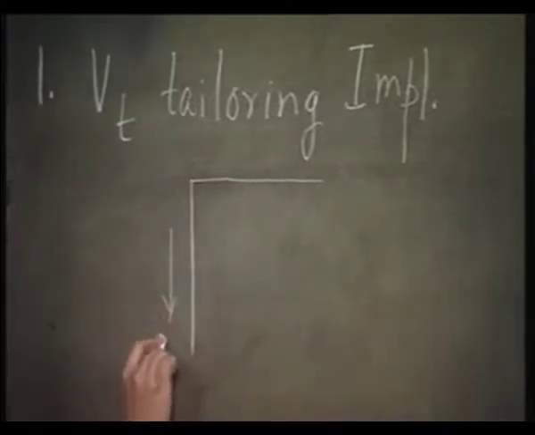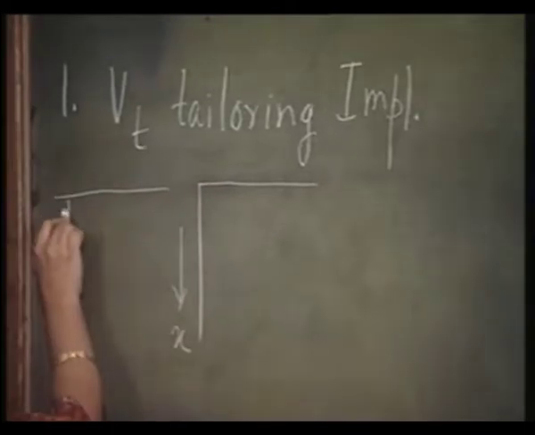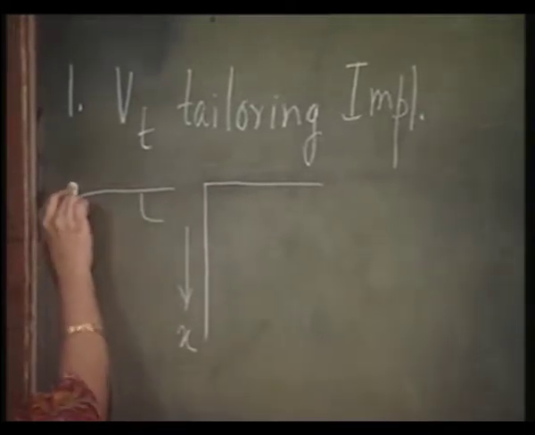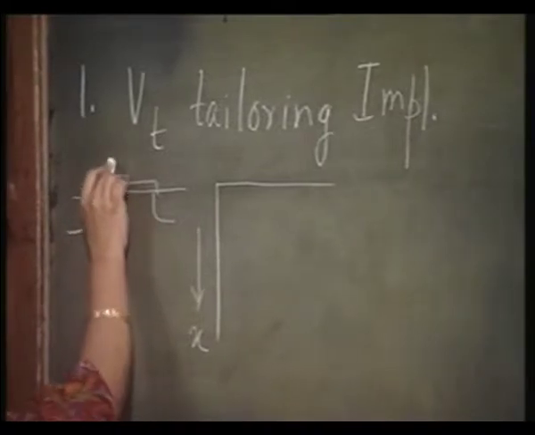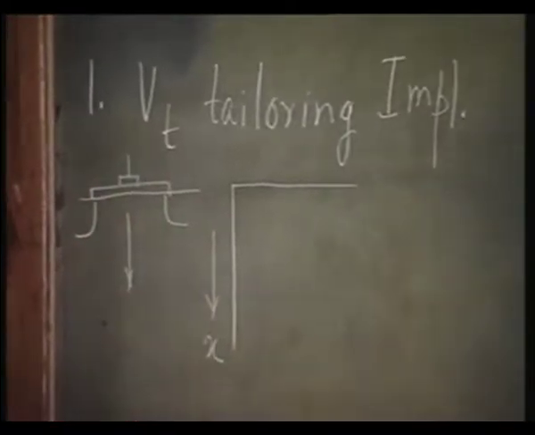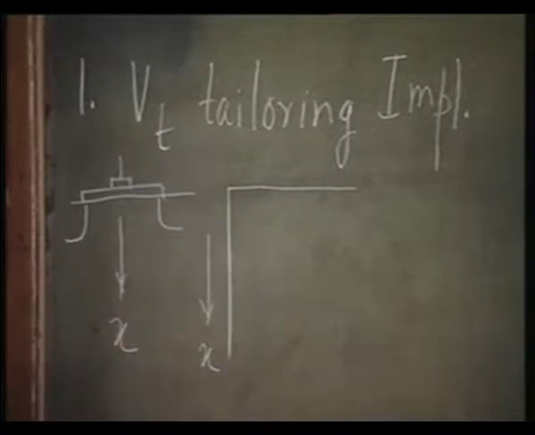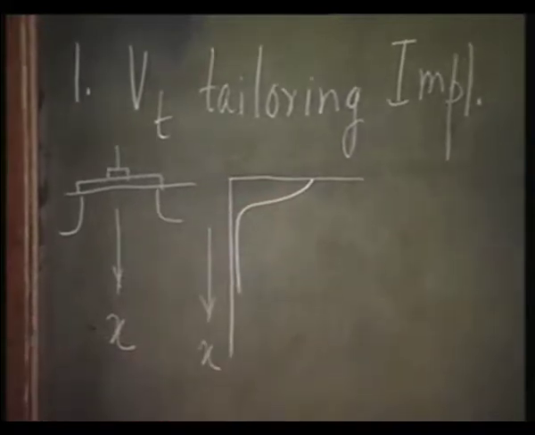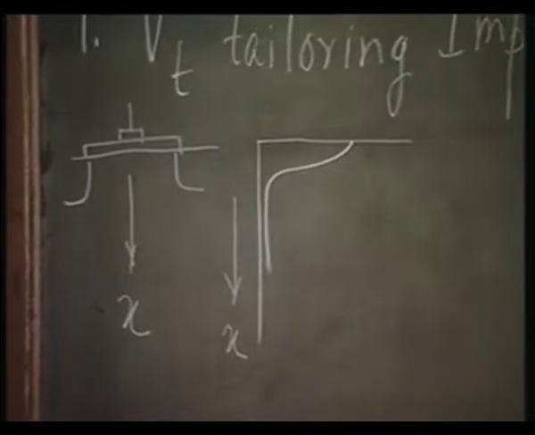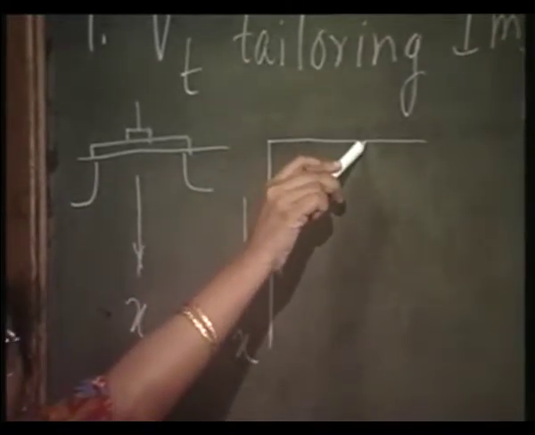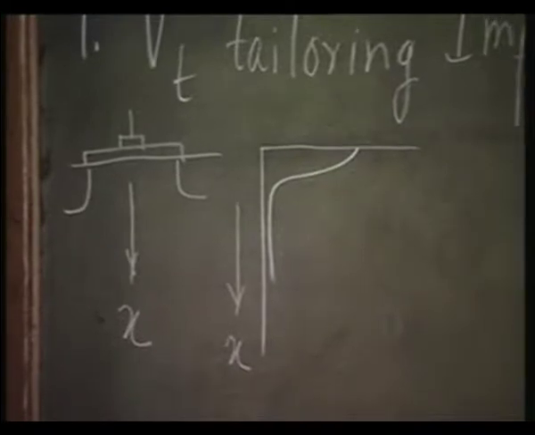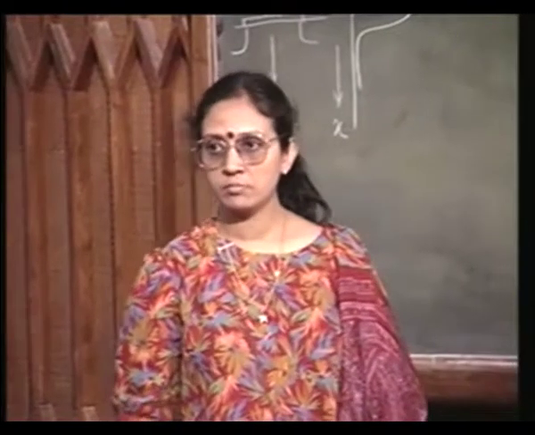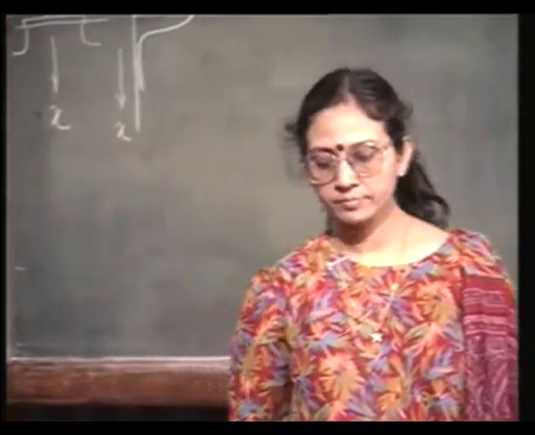I am going inside the device, right. This is my device, source and drain and gate. This is the direction of x. For the threshold tailoring implant, the profile should be something like this. I have the implantation carried out very close to the surface, and deep inside the device, nothing is there, it is flat.